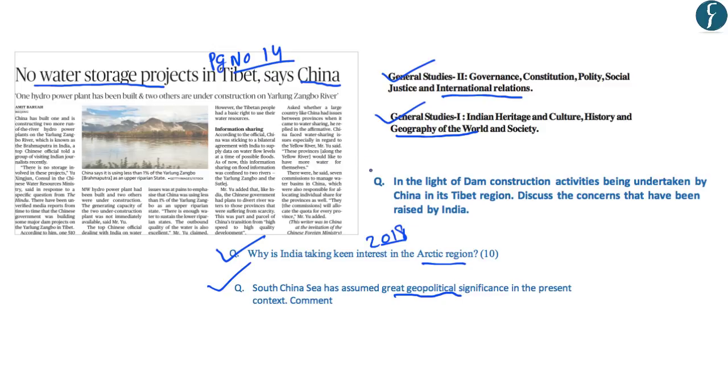So similarly, you can expect a question in the mains examination from this issue of dam construction and sharing of water of transboundary rivers in General Studies paper 1. With this, let's move to the next article.